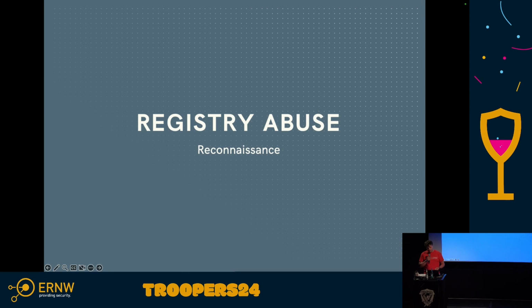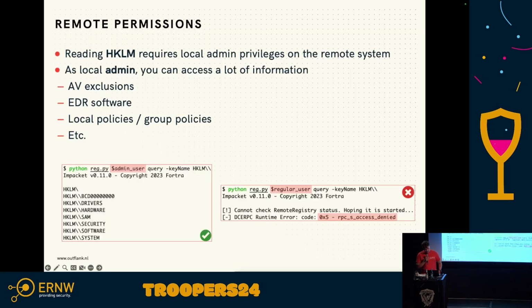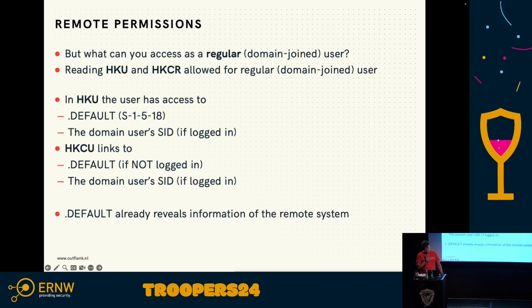But what can we do as a domain user? Reading HKLM is not allowed as a domain user. You need to be admin on the remote system to do so. If you are admin, you can read AV exclusions, you can read group policies, you can enumerate for EDR software, etc. But it turns out, as a domain user, you can still see quite some things. As a regular domain-joined user, you can read HKU and HKCR. If you access HKU, you have access to the .default that Cedric earlier mentioned, and if the domain user is logged in remotely in some way, you can also enumerate everything that's under the domain user SID.